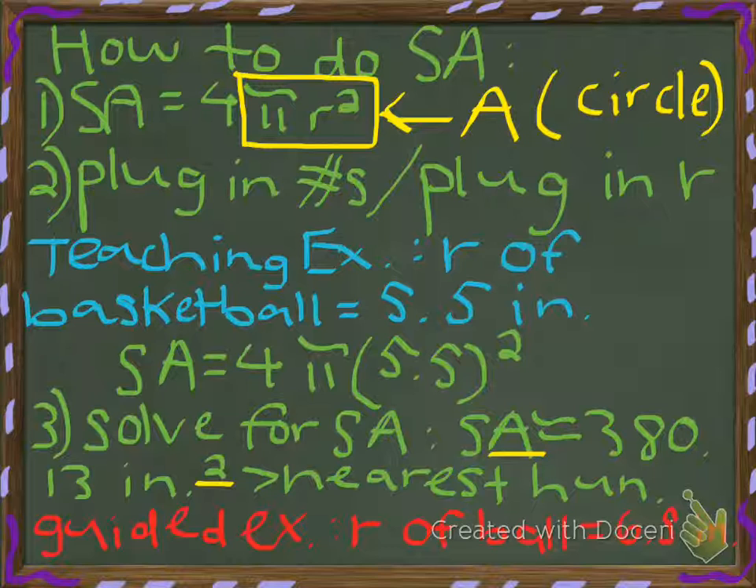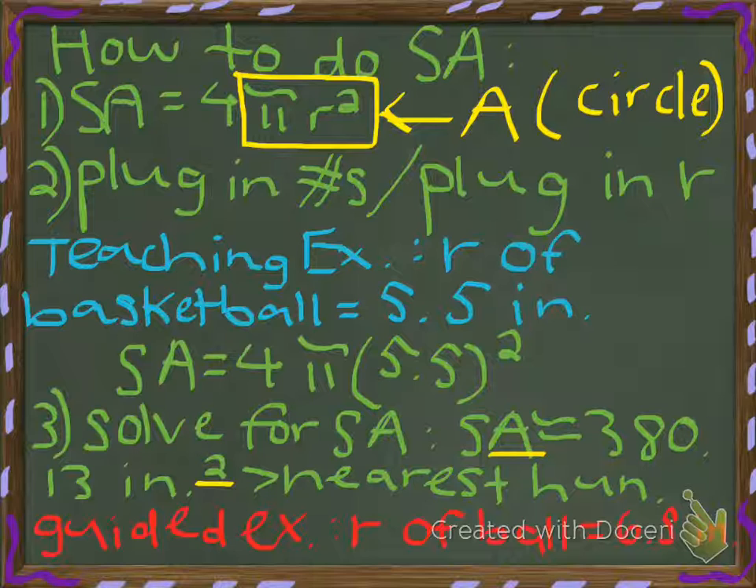And then last but not least, you have to solve for the surface area. And when you calculate it, the surface area is approximately 380.13 inches squared. You have to remember to put the squared because it's surface area, which is kind of like area. And also 380.13 is to the nearest hundredth.